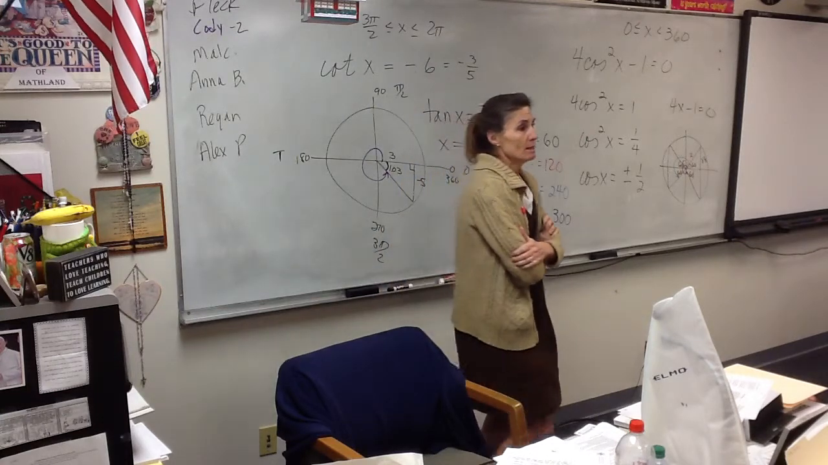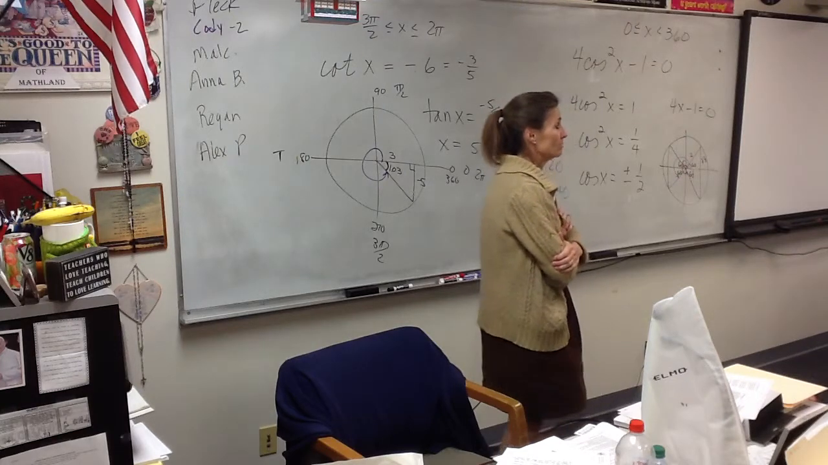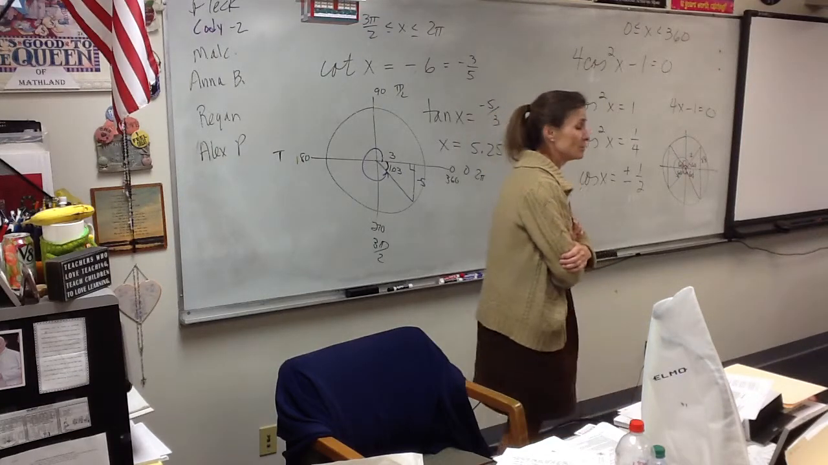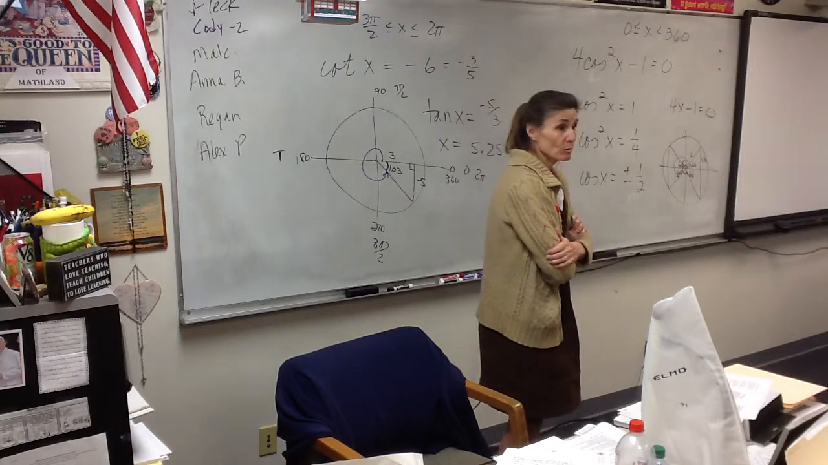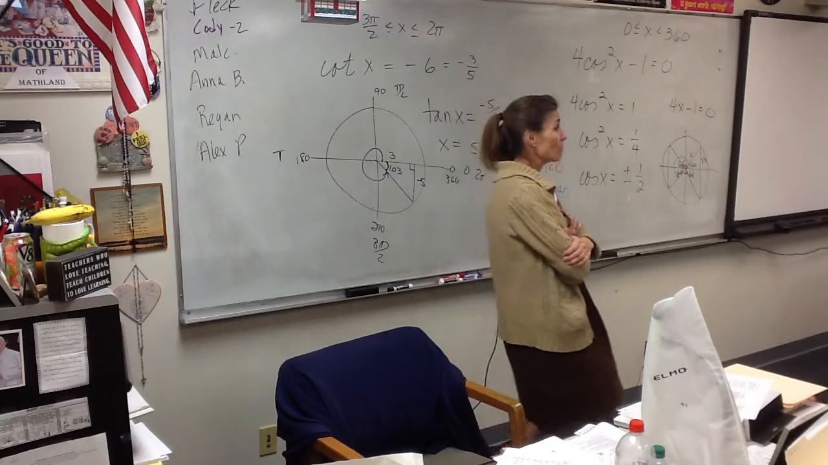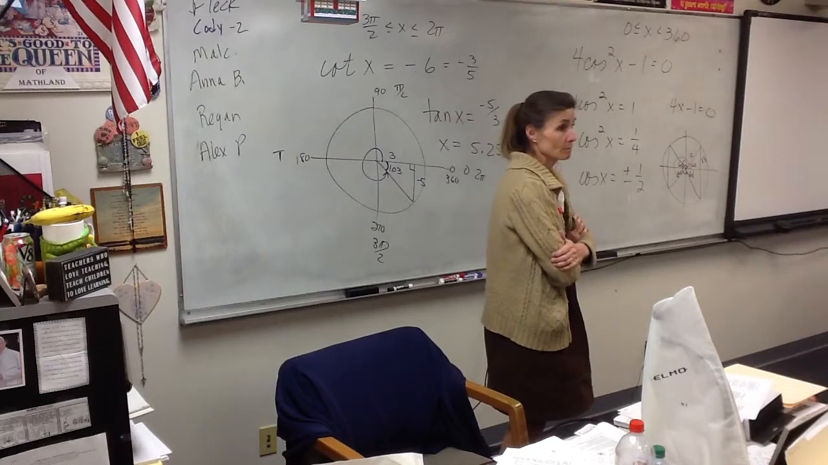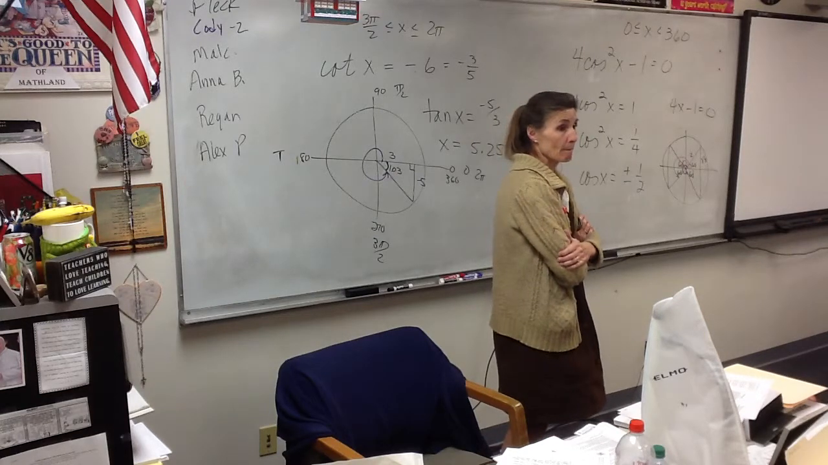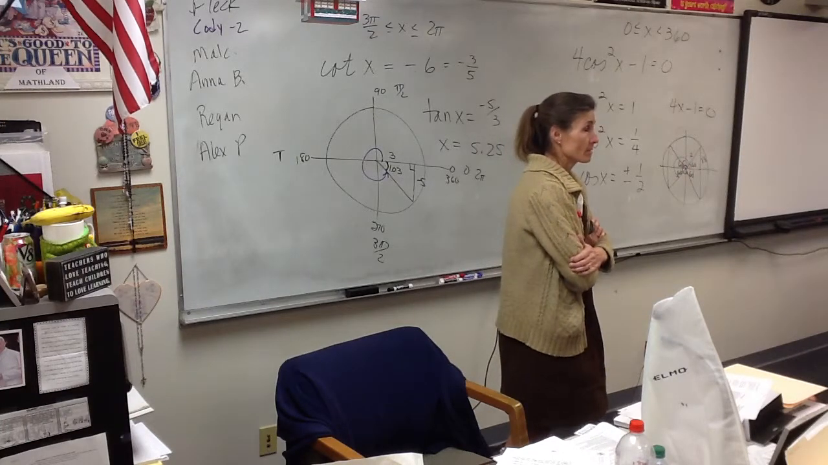Now, I want everybody to make sure you understand where all four of those angles came from. 60 is in quadrant 1, it's that special right triangle. In quadrant 2, it's 180 minus 60. In quadrant 3, it's 180 plus 60. And in quadrant 4, it's 360 minus 60. Got it? Okay.